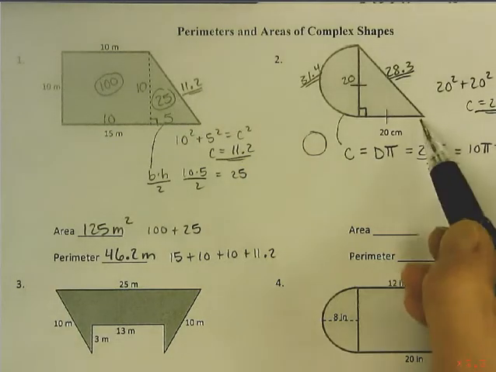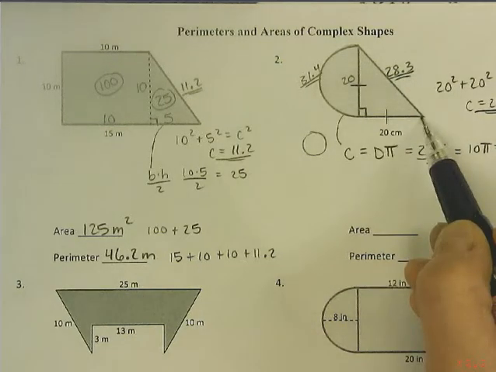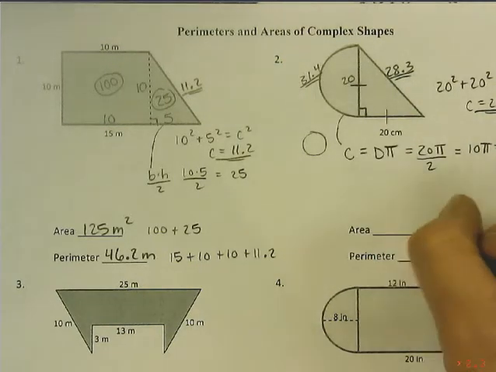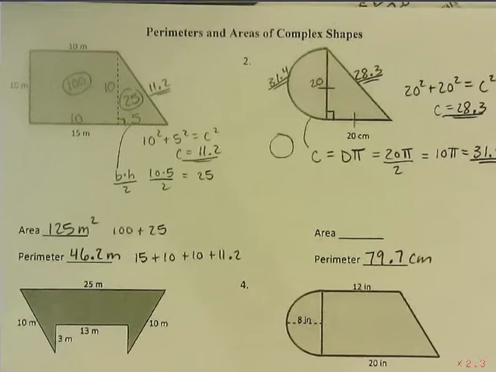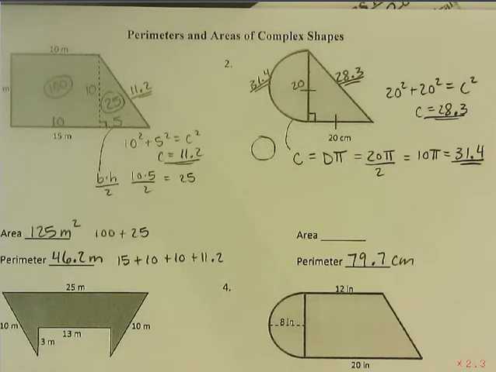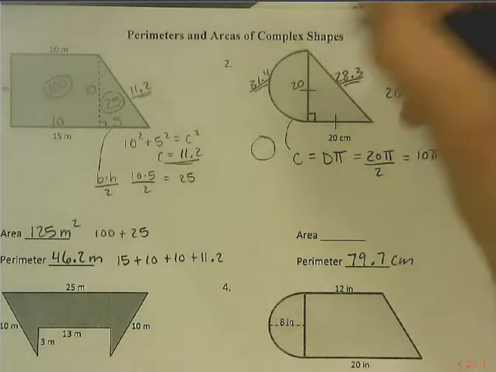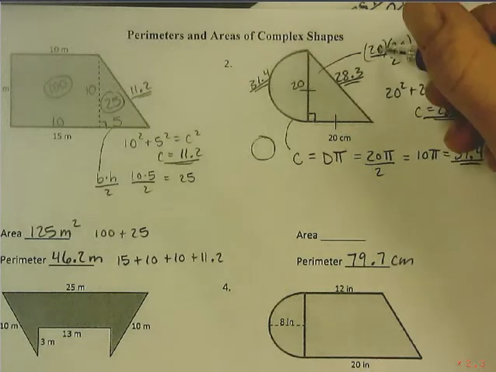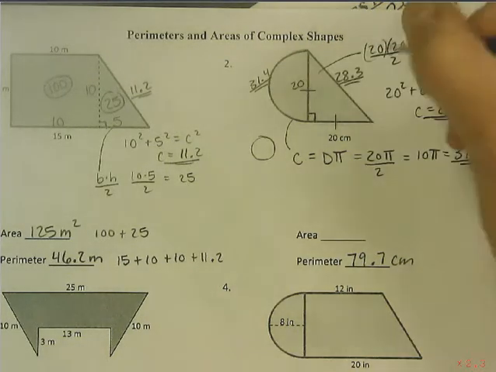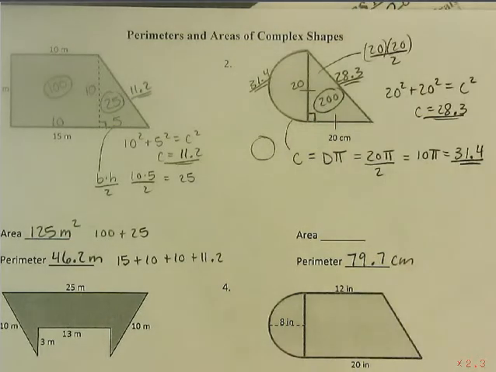So we have enough information to find the perimeter. We have 28.3 plus 31.4 plus 20. Adding these all up, we get 79.7 centimeters. So for the area, we need to find the area of the triangle, which is going to be 20 times 20 divided by 2. So remember, base times height divided by 2. 400 divided by 2 would give me 200 for that triangle.